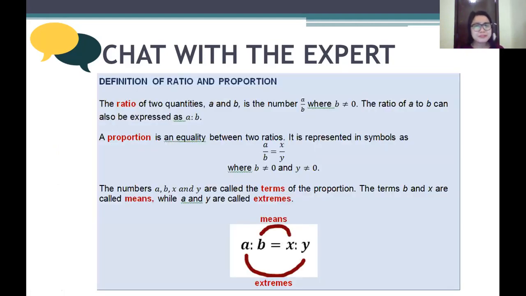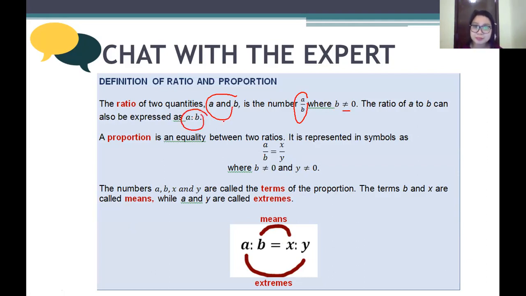Now, how do we define ratio and proportion? Ratio tells us the relationship of 2 quantities. For example, A and B. We can write it as a fraction, A over B, where B should not be equal to 0. Another way to write a ratio is this one.